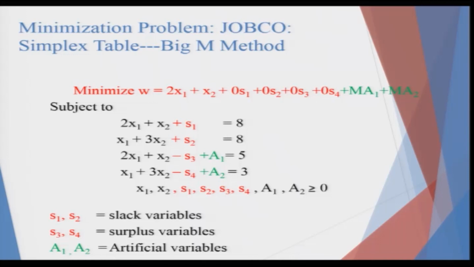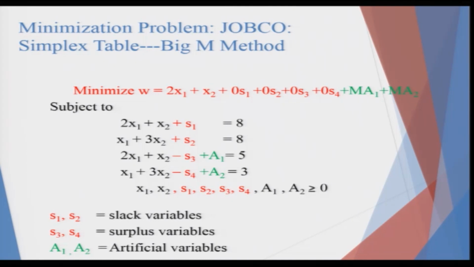Now, in the constraints which you have already seen, the first two constraints had s1 and s2 as positive, because if you had x1 and x2 as 0, then the values corresponding to s1 and s2 would have been 8, because the constraint 2x1 plus x2 was less than or equal to 8. So, adding s1 would make it exactly equal to 8. The second constraint was x1 plus 3x2 less than or equal to 8. So, adding s2 would make it equal to 8.